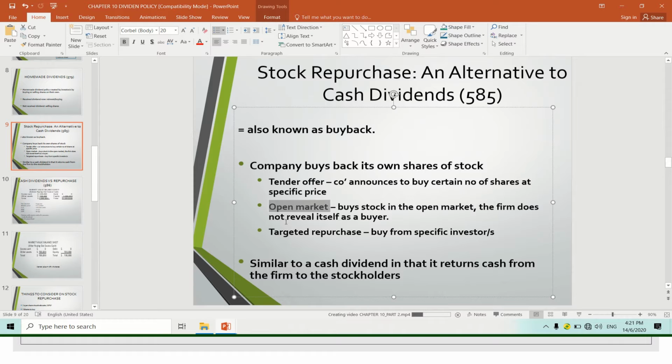The second kind of stock repurchase that a company may apply is through the open market. For this type of stock repurchase, the company will not reveal itself as a buyer. Mostly, without notice, sebenarnya kita tak perasan pun, in some cases the company buys its own shares in the market in order to increase the volume. I also give an example for AirAsia, I just give an example only, it is not true.